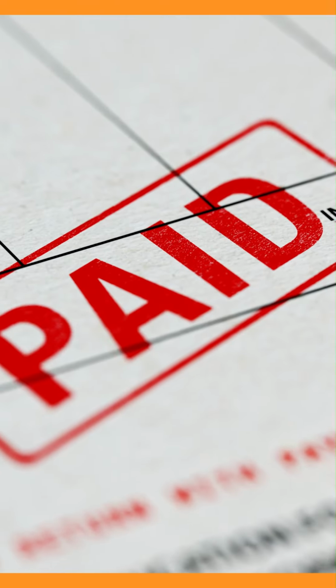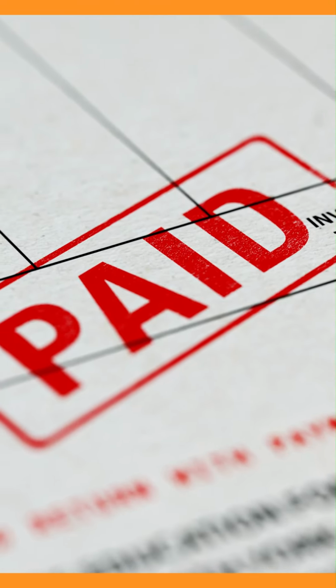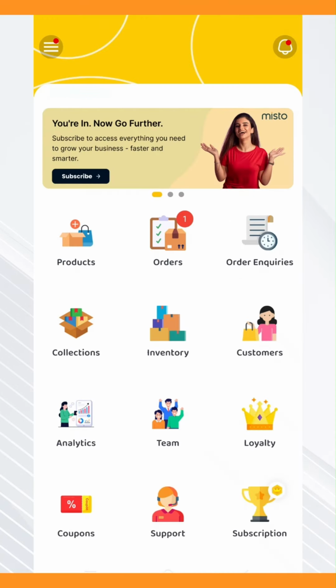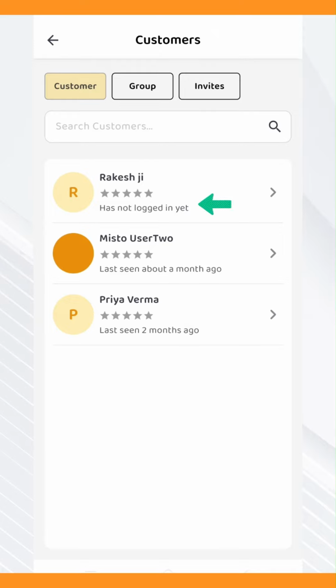If it is a prepaid order, you can share the payment link from the order details screen. The customer will be added to your list of customers with a tag "has not logged in yet", and it will be updated once they join Misto. So you will come to know once the customer starts using your digital store app.